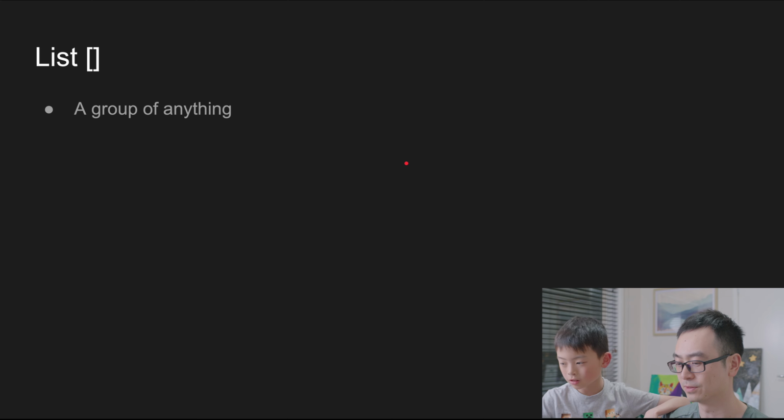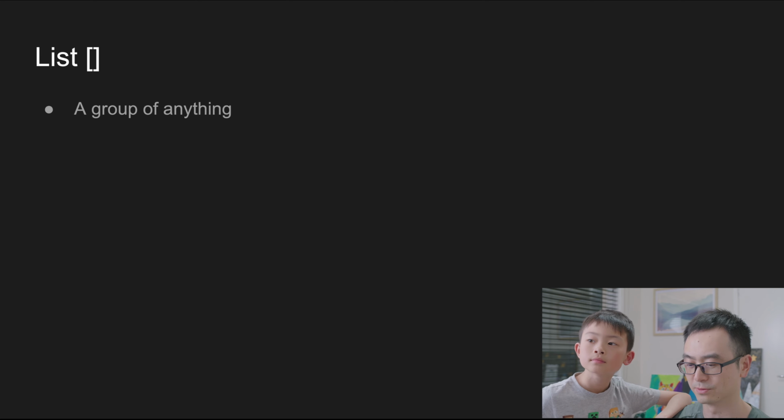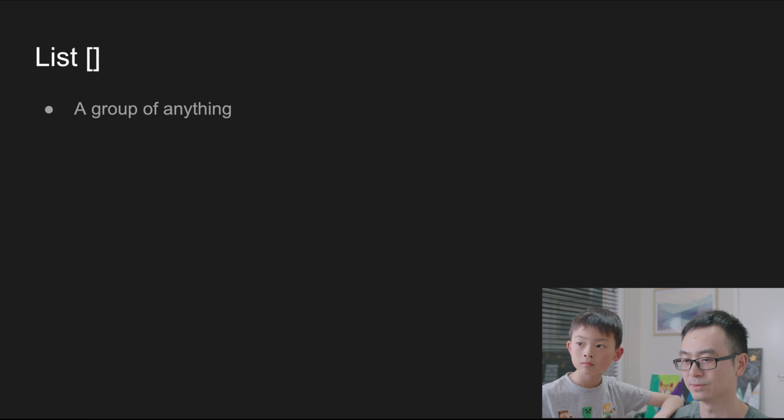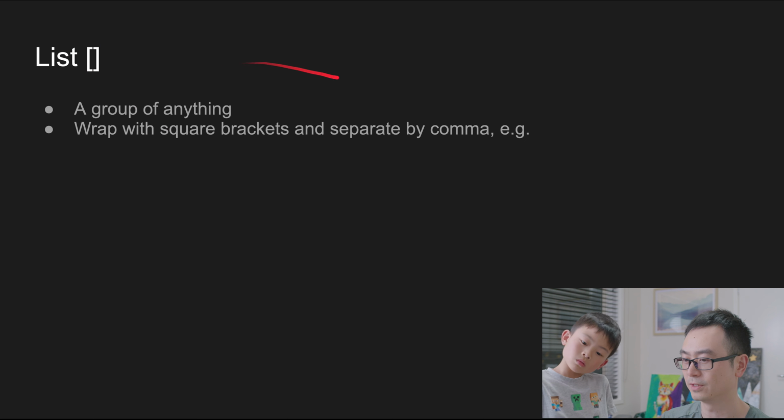So basically you want to group things together, like in real life when you want to write something down in a list. That's how it works. We wrap the list with square brackets and then separate each item in the list with a comma. So this is an example. Like 1, 2, 3, they are in one list.